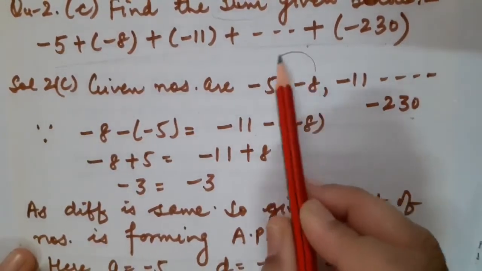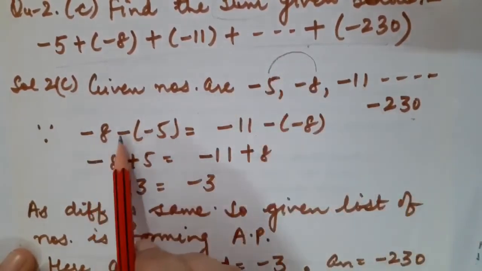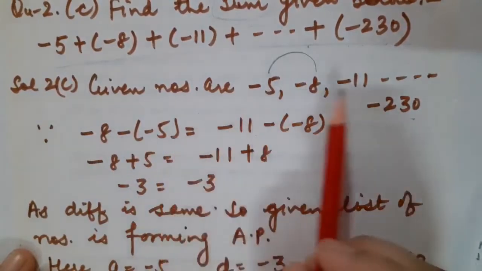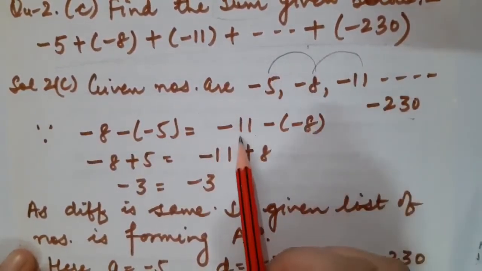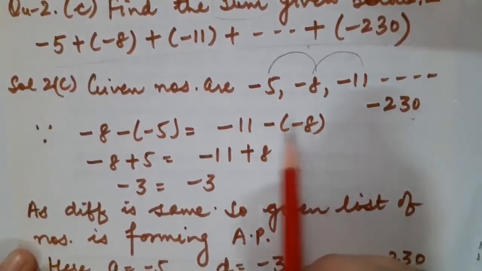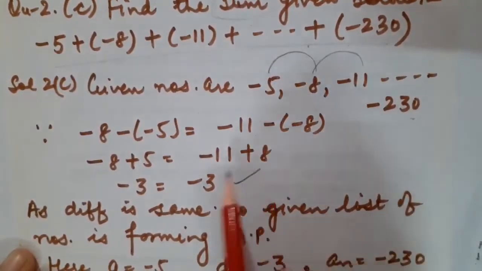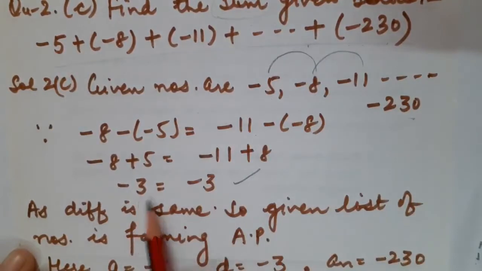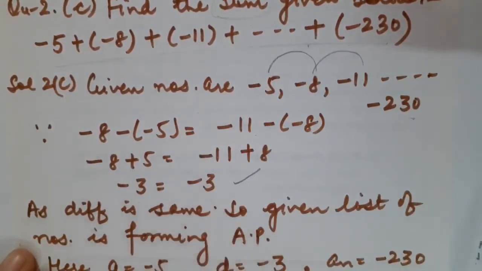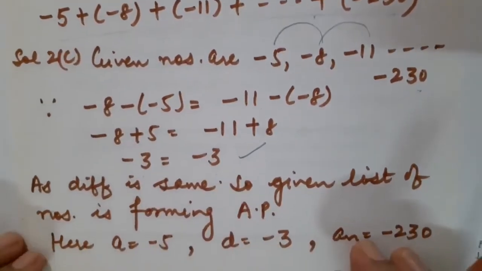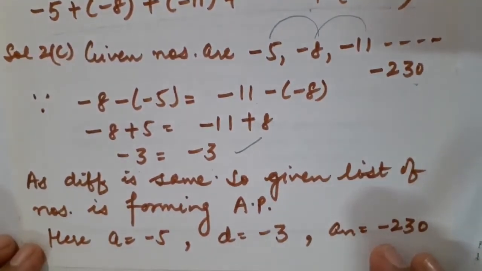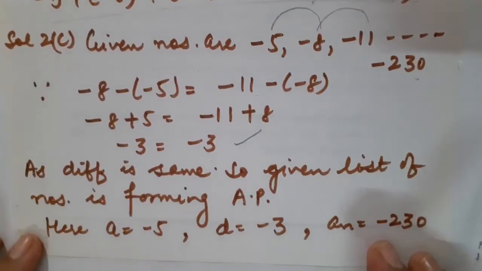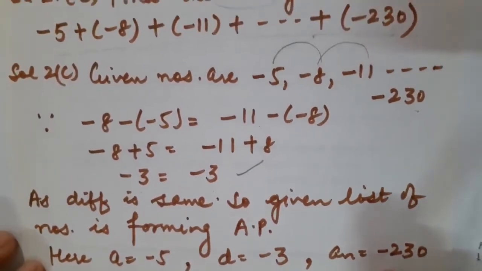So this is A2 minus A1, that is minus 8 minus of minus 5. If this is equal to A3 minus A2, that is minus 11 minus of minus 8, then here I have got, after simplifying, minus 3 and minus 3. So as the difference is the same, what can we say? That the given list of numbers is forming an AP. Correct, student?